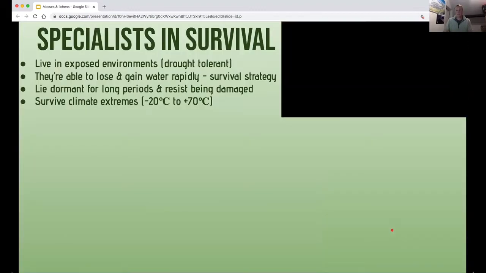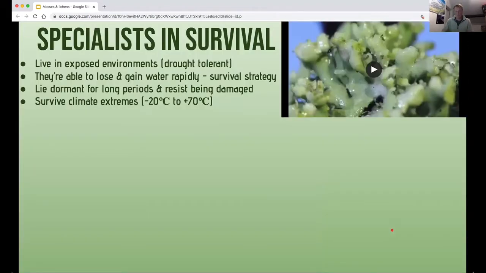So lichens can survive in very exposed conditions. Neither the parent or the component part organism can survive the conditions that the lichen in its form can survive. So they're extreme, they're very tough and resilient. They can live for long periods of drought and high temperatures. And they can also lie dormant for very long periods of time, which is of benefit to them in a long life.